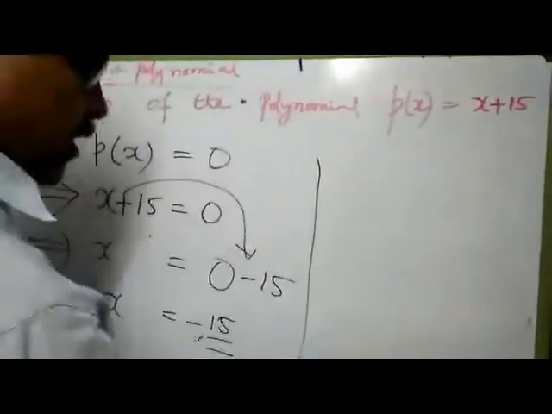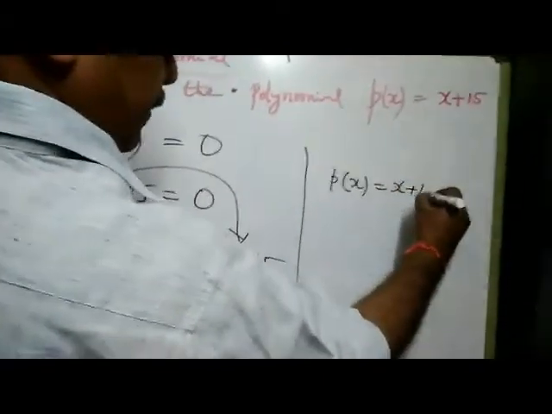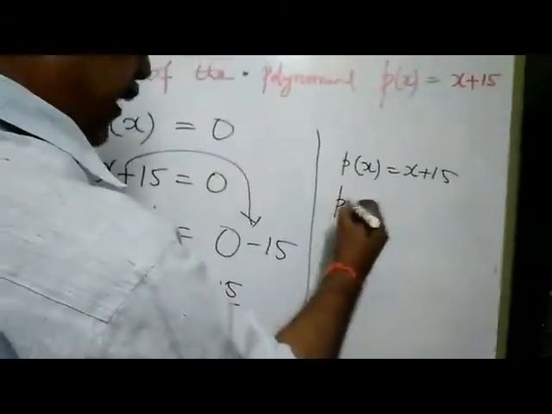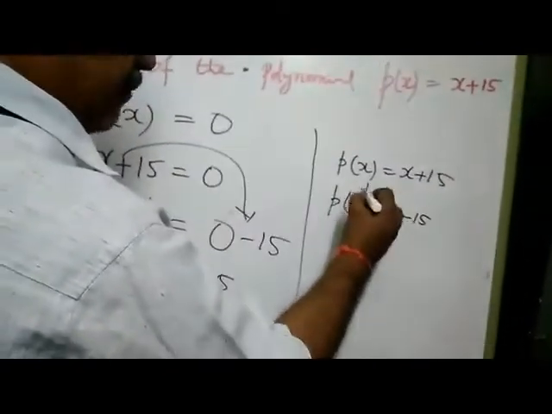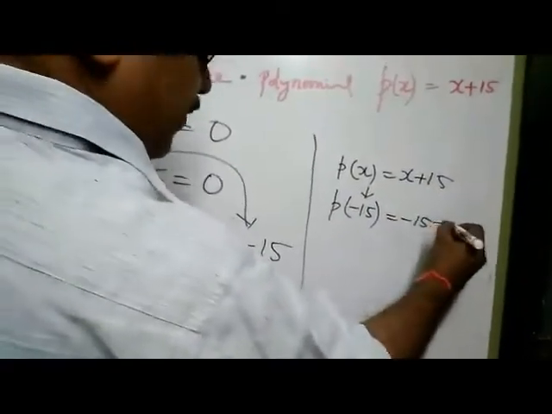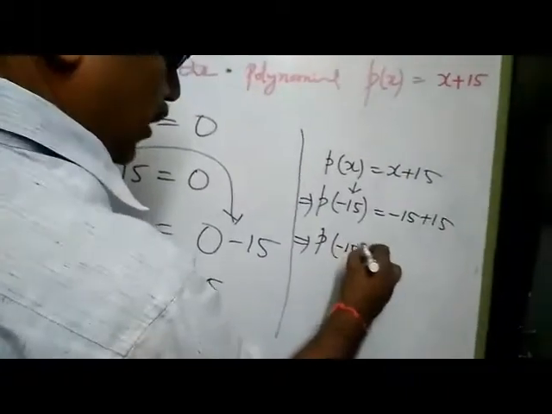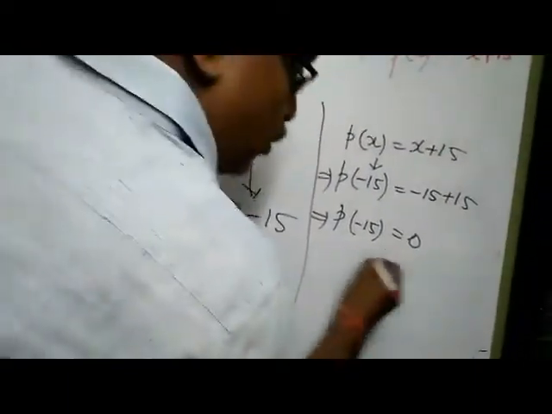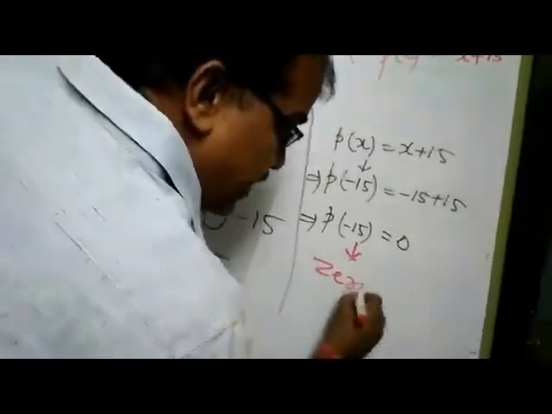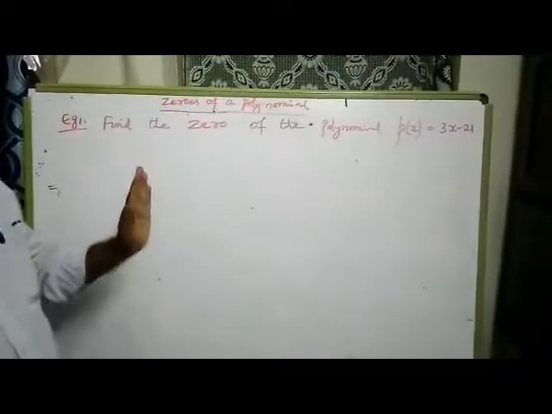If you want to check, p of x is equal to x plus 15. What is p of minus 15? In place of x I am substituting minus 15. Minus 15 plus 15, I got p of minus 15 is equal to 0. That's why we can call minus 15 the zero of the polynomial.